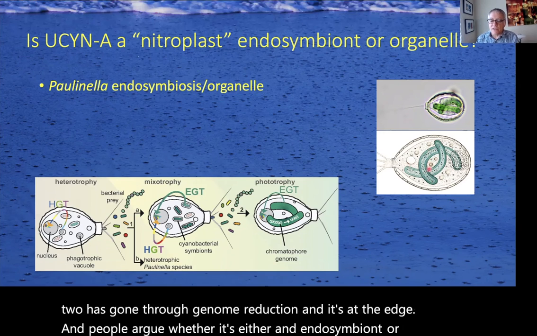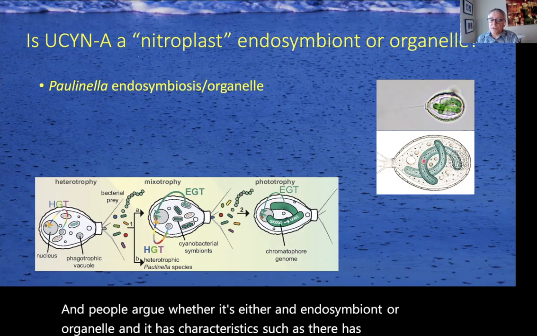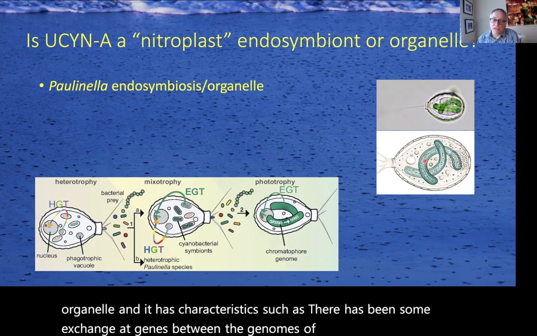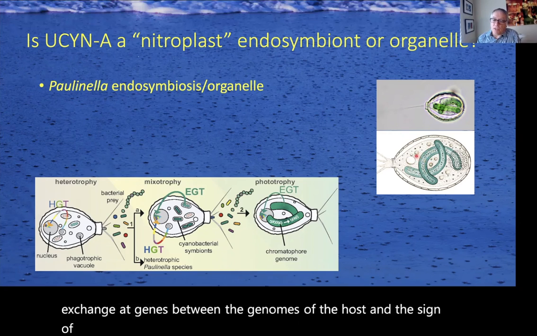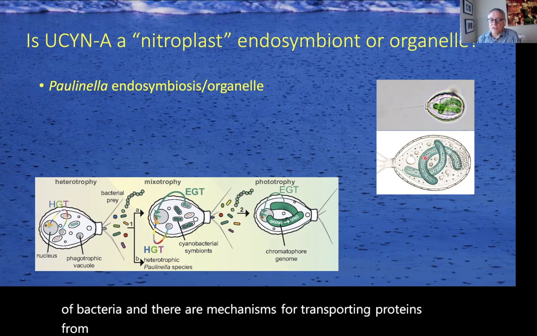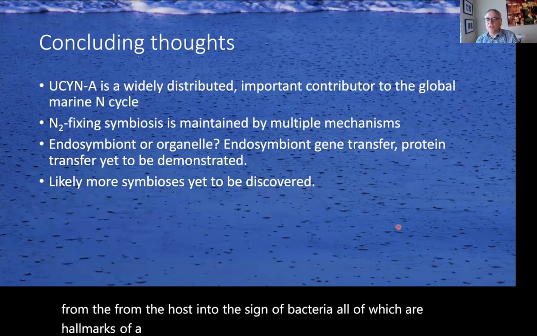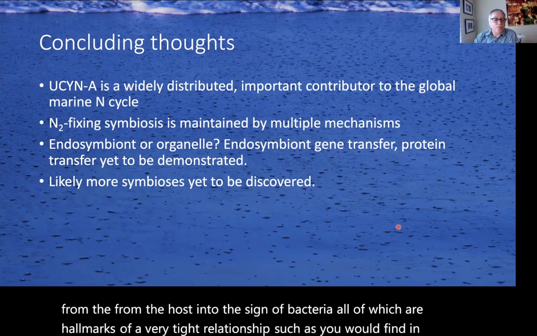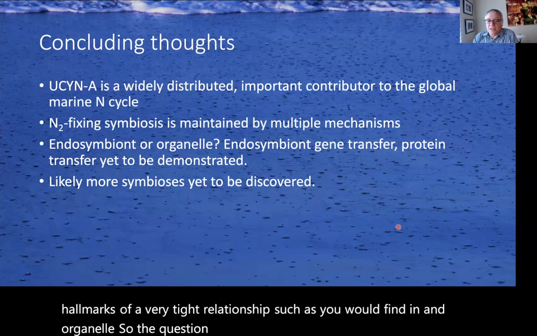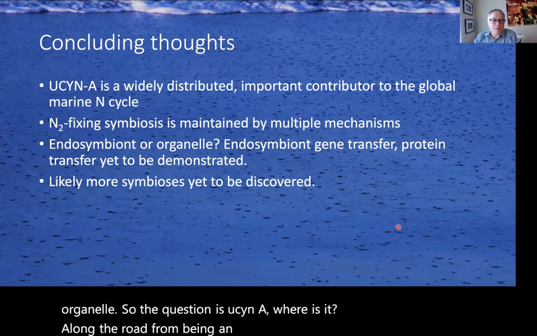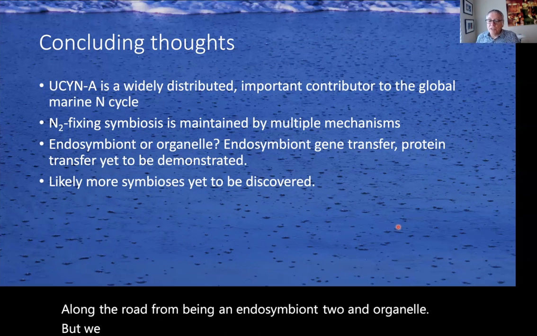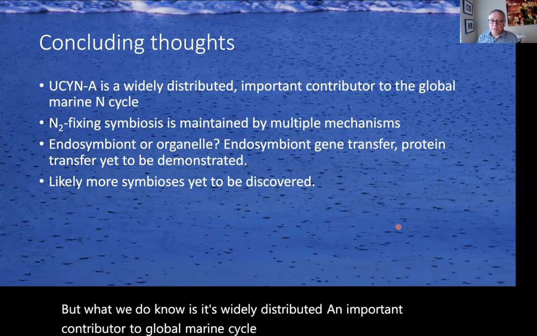And it has characteristics such as there has been some exchange of genes between the genomes of the host and the cyanobacteria, and there are mechanisms for transporting proteins from the host into the cyanobacterium, all of which are hallmarks of a very tight relationship, such as you would find in an organelle. So the question is, where is eusin A along the road from being an endosymbiont to an organelle? But what we do know is it's widely distributed and an important contributor to the global marine cycle, and that the symbiosis is maintained by multiple mechanisms.